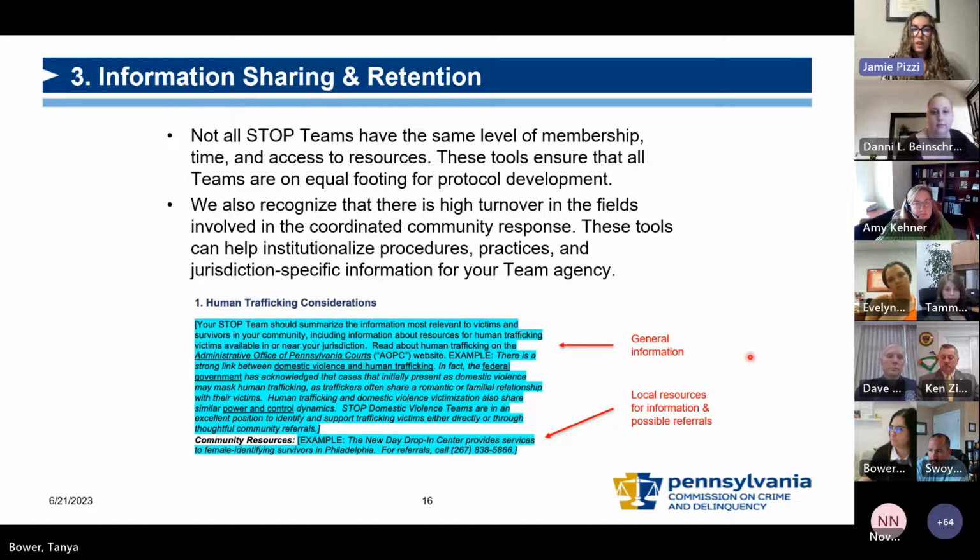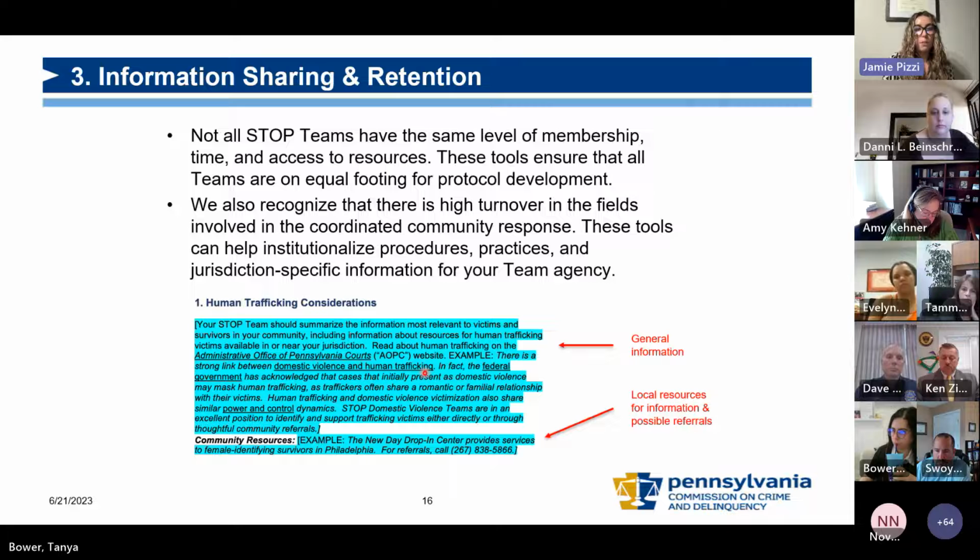And our final goal, information sharing and retention. We know that not all STOP teams have the same level of membership, time, and access to resources. These tools ensure that all teams are on equal footing for protocol development. We also recognize that there is high turnover in the fields involved in the coordinated community response. These tools can help institutionalize procedures, practices, and jurisdiction-specific information for your team's agencies.